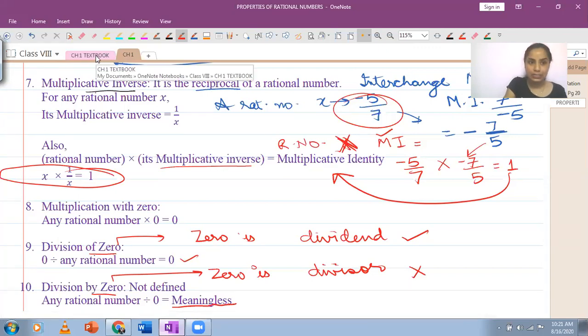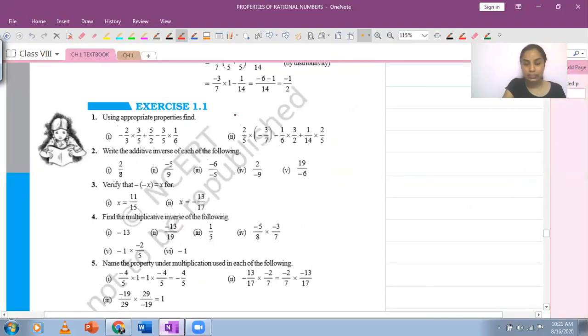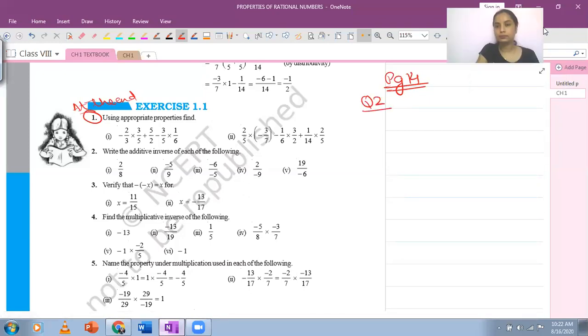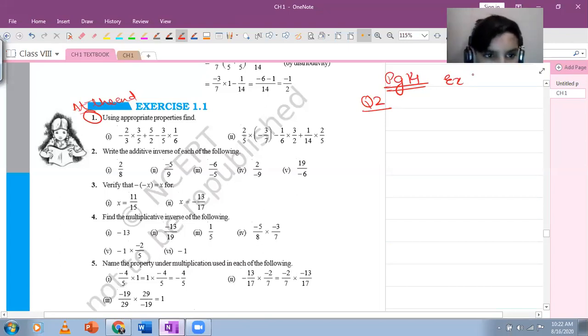So based on this, I would like to discuss now the exercise. We will be doing question number 1 at the end. And we will start with question number 2. So please turn to this page. It's page number 14 in your books. Page number 14.